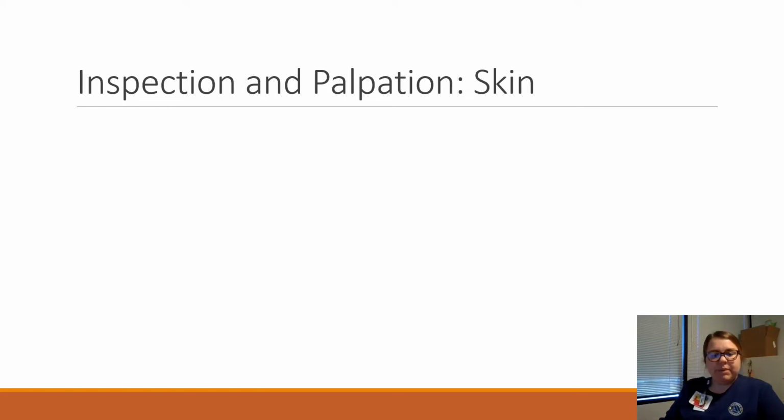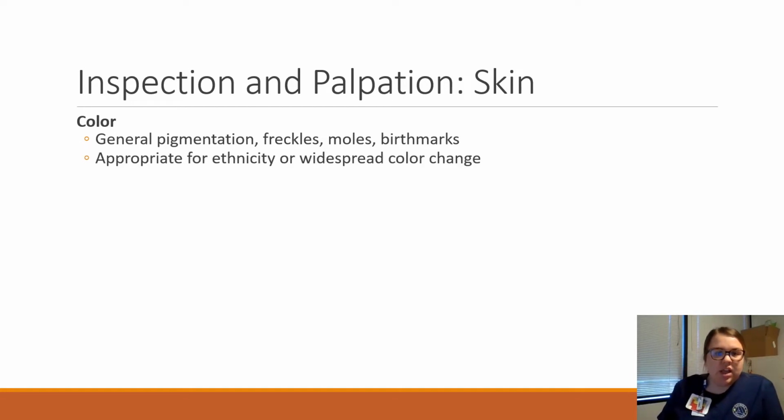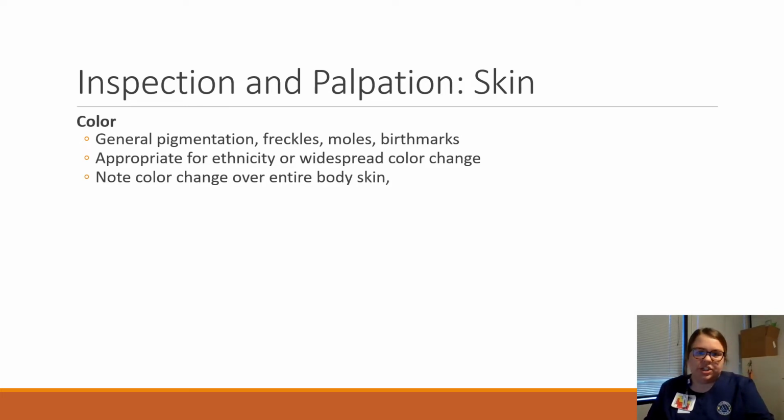So inspection and palpation for the skin. We're looking at the color. So general pigmentation, we're looking at freckles, moles, birthmarks. Now, do I necessarily document every single mole, birthmark, freckle? No, because what if someone has freckles all over? I'm not going to say they have 10 freckles on the right cheek, 10 freckles on the left cheek. You can generalize it. Are they appropriate for ethnicity, or is there widespread color change? And then note any color change over the entire body of skin.